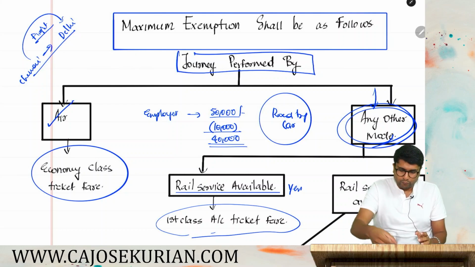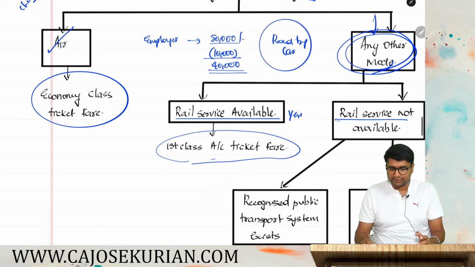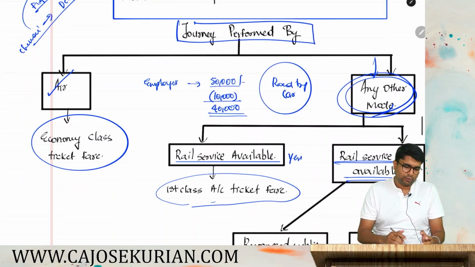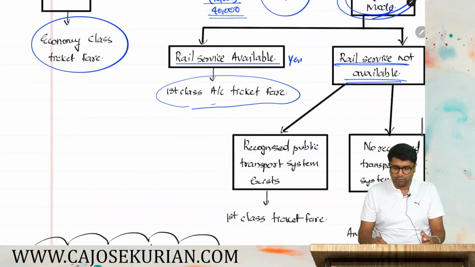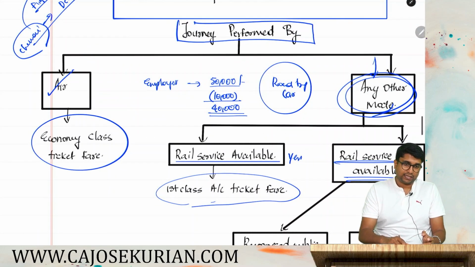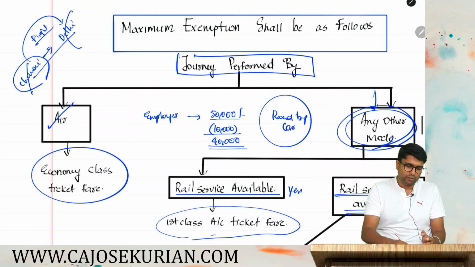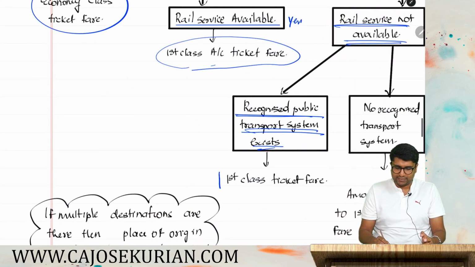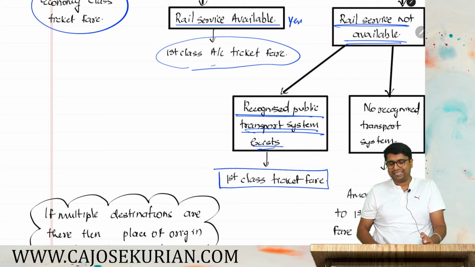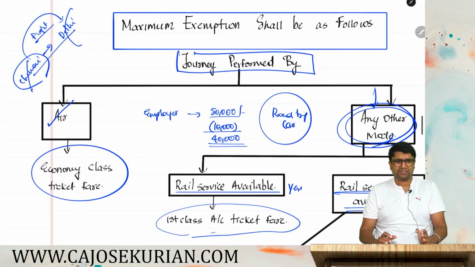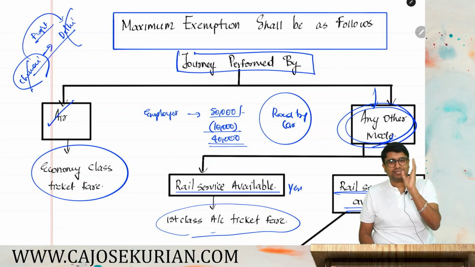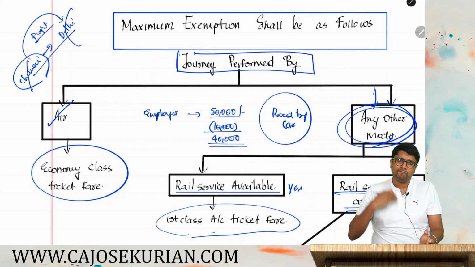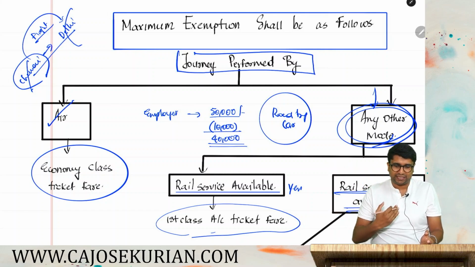And what if your place of origin and destination is not covered by train? Say there is no direct rail from Chennai to Delhi. In such a case, what do you need to do? You need to check whether a recognized public transport system exists from Chennai to Delhi. If the answer is yes, the maximum exemption shall be the first class ticket fare of that recognized public transport system. Say there is an approved bus, not a private lorry and all, an approved bus route. Then you can take the bus ticket cost as the maximum exemption.